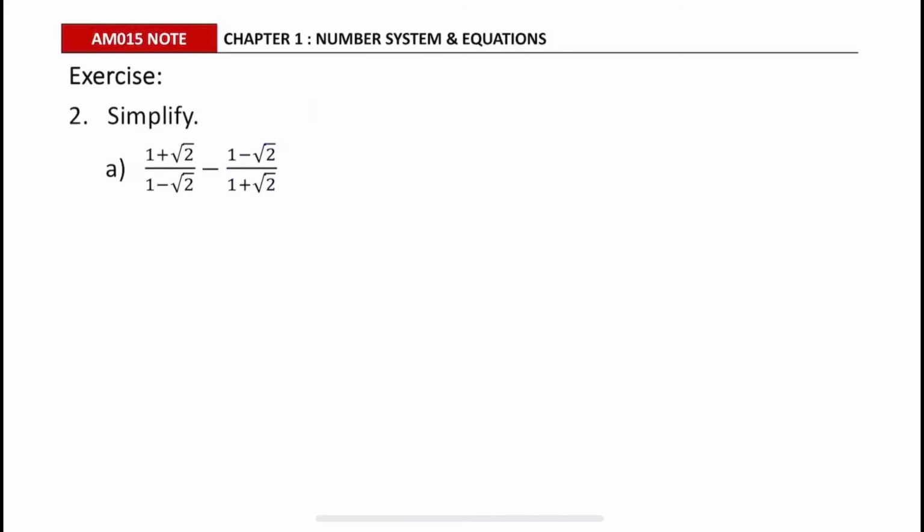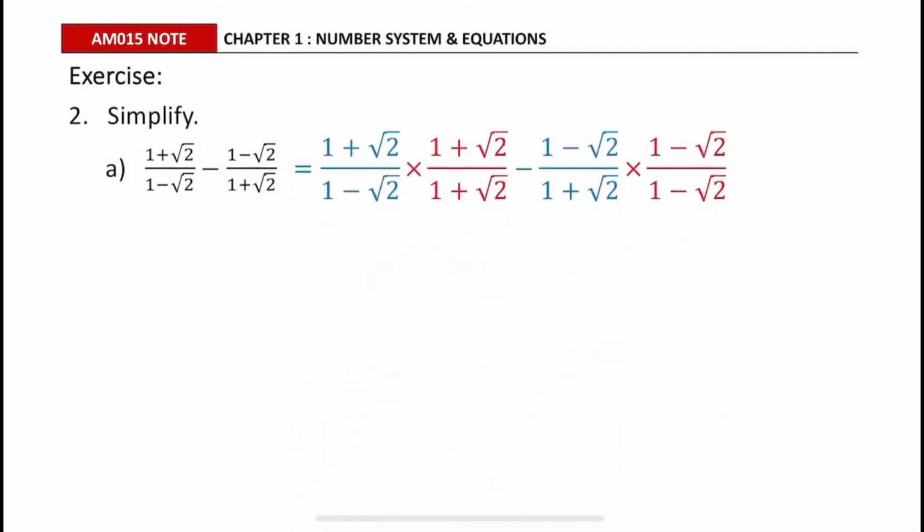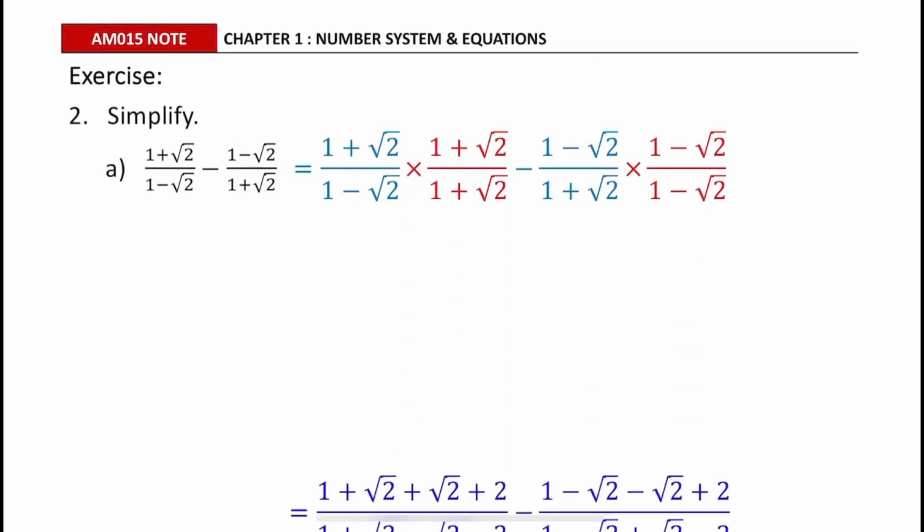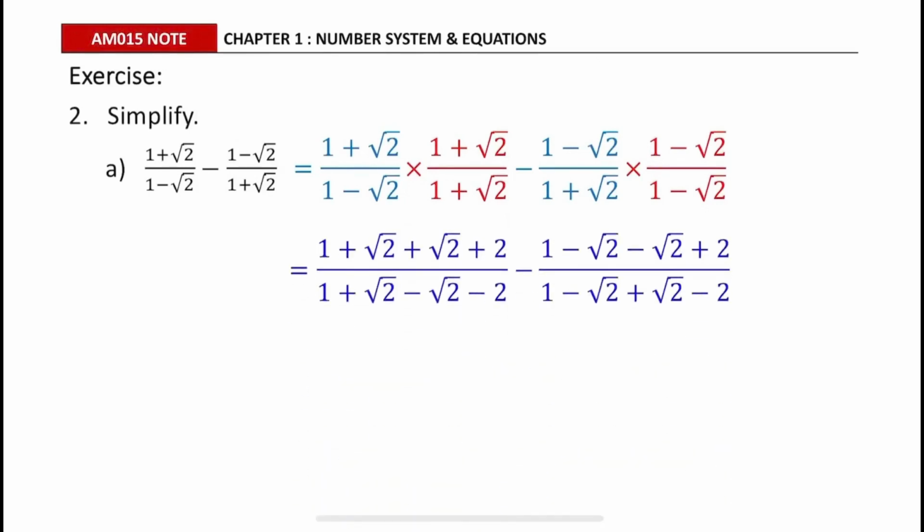This question involves the subtraction of 2 fractions in surd. So, we multiply both fractions by the conjugate of its own denominator. After that, expand the numerator and denominator. Then simplify it. Most students had a problem solving this part.